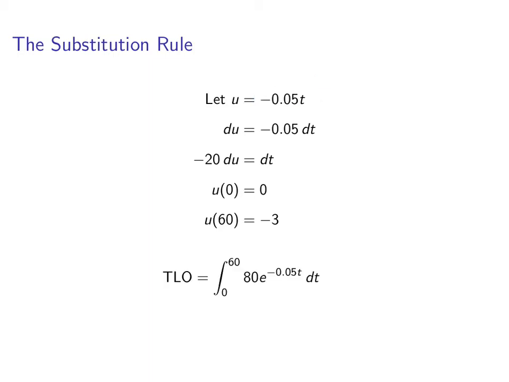Alright, so now we're going to take our total leaked oil amount. This is our integral, and we'll substitute, and we change everything into our new limits of integration, our new variable. Everything is changed. The dt turned into negative 20 du, and the negative 0.05 t turns into u. When we clean this up, we'll just move the multiplicative constants out in front, so that's the negative 1600. That's the 80 times negative 20. Now we have an easy integral.